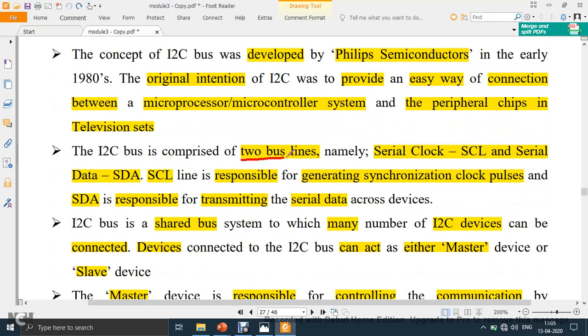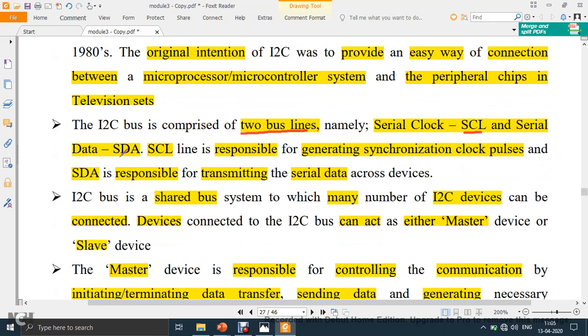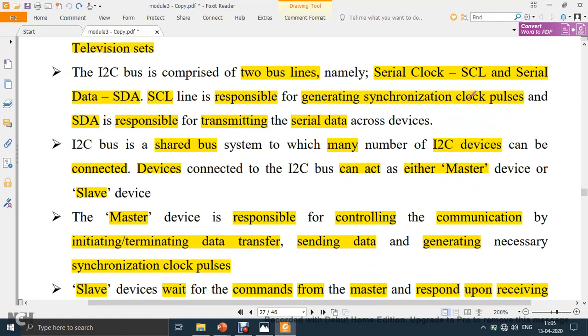The I2C bus is comprised of two lines, as I told. The first line is known as SCL or serial clock, and the second line is SDA or serial data. SCL, as the name itself indicates, is responsible for generating synchronous clock pulses for synchronization. Why? Because it is synchronous communication, not asynchronous. And SDA is responsible for data transmission. So out of two lines, one is for clock and one is for data communication.